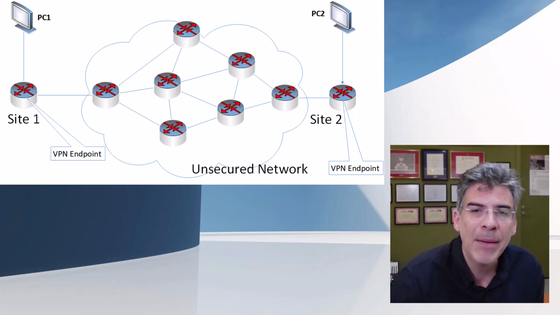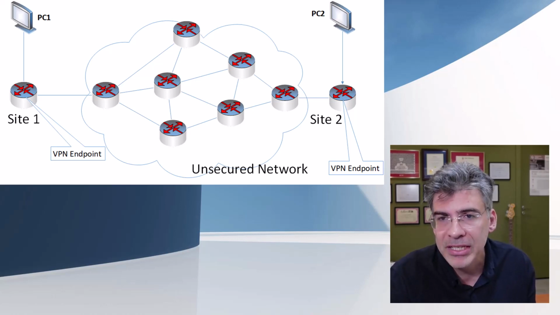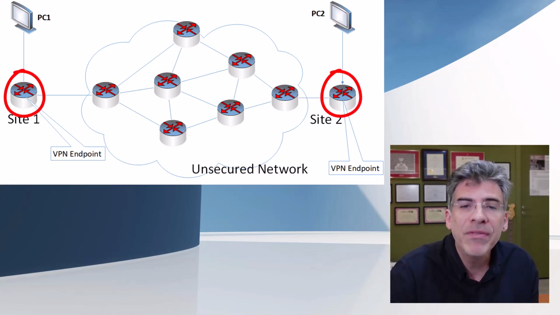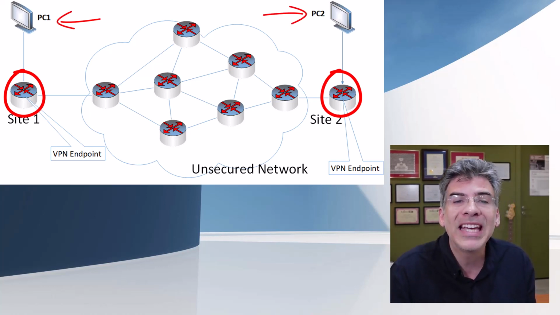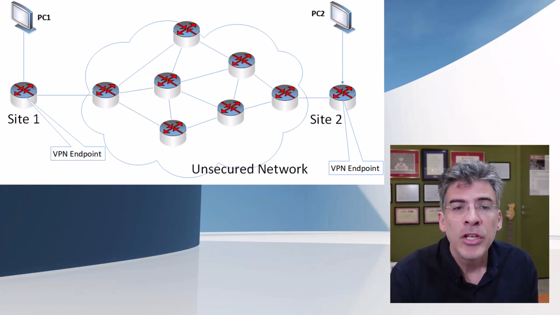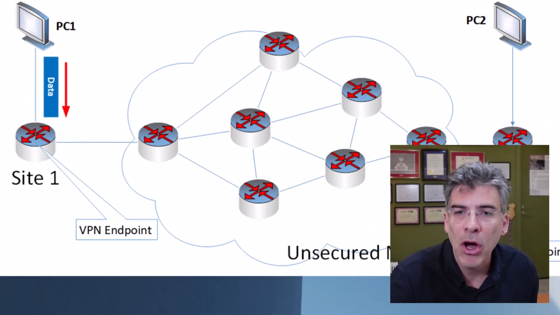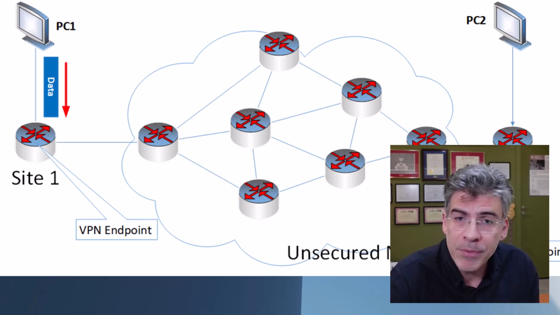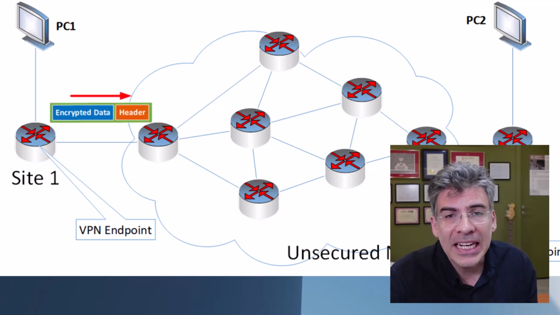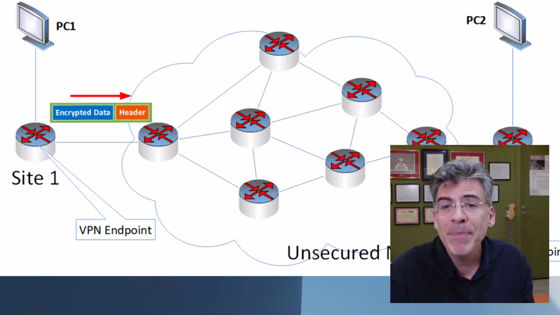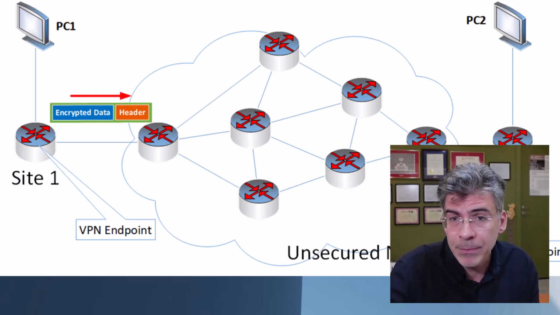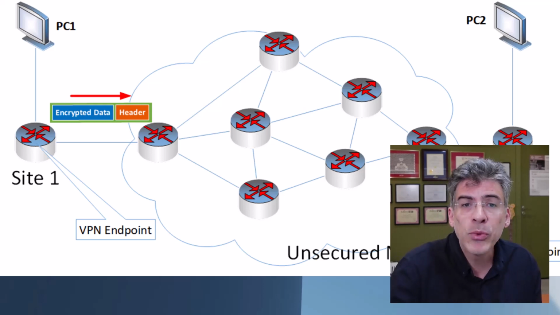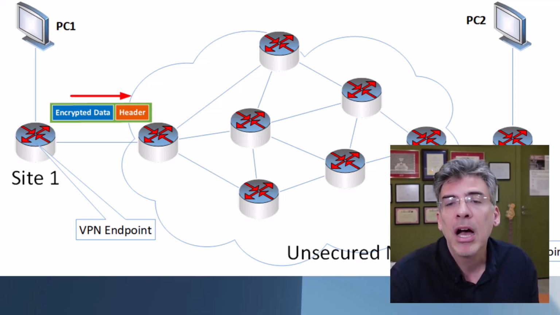So let's take a look at this example network where we have two VPN endpoints at site 1 and site 2. And we have two devices, PC1 and PC2, wanting to communicate with each other securely over the unsecured network that we see here. So PC1 will prepare a packet and will send it onto the network. Once it reaches our VPN endpoint, the encapsulation and encryption take place. Now we see the encrypted data and an additional header that has been prepended to the packet. That header includes information about how to get to the other VPN endpoint, that is the other end of the tunnel, as well as information about the encryption of the payload itself.